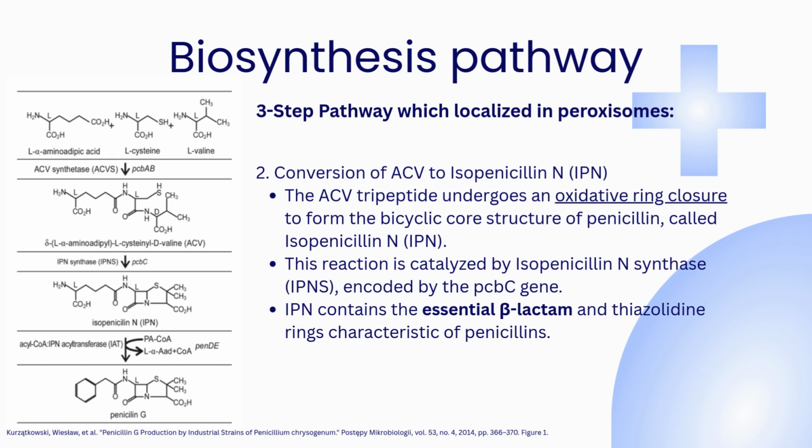The second step is the conversion of ACV to isopenicillin N. The ACV tripeptide undergoes an oxidative ring closure to form the bicyclic core structure of penicillin called isopenicillin N. This reaction is catalyzed by isopenicillin N synthase, encoded by the pcbC gene. The IPN contains the essential beta-lactam and thiazolidine rings characteristic of penicillins.